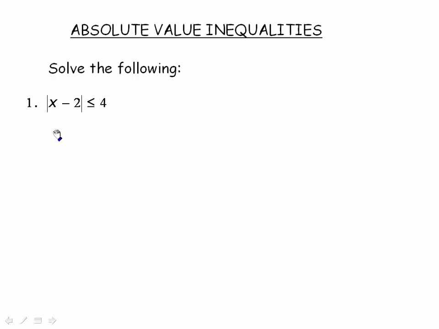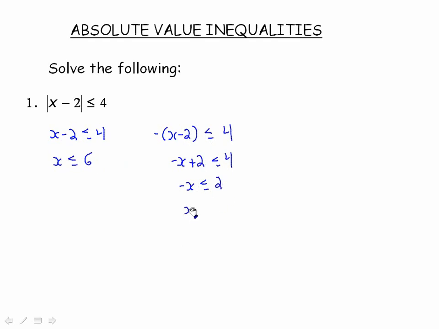Now, a question like this can be solved, just like we were doing before. x minus 2 is less than or equal to 4, and then the other version is negative (x minus 2) is less than or equal to 4. So x is less than or equal to 6. And here we get negative x plus 2 is less than or equal to 4. So negative x is less than or equal to, subtract 2 away, and you get 2. And this will give us then x is greater than or equal to negative 2.